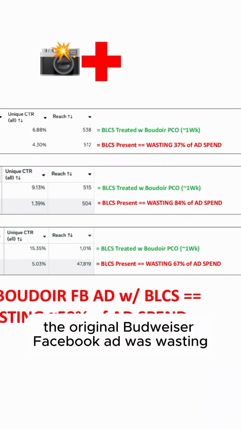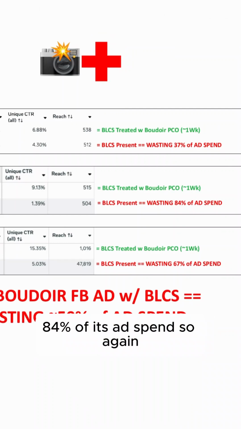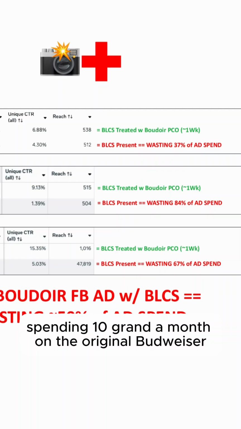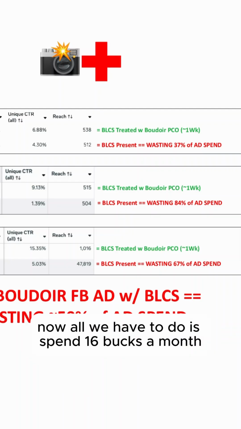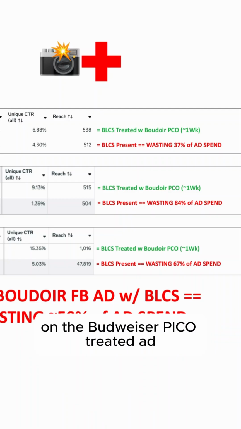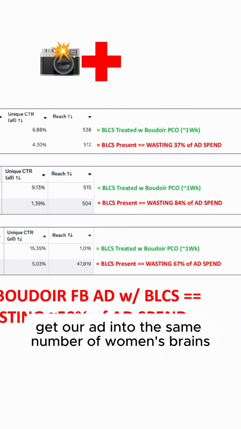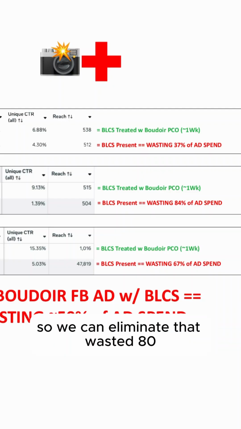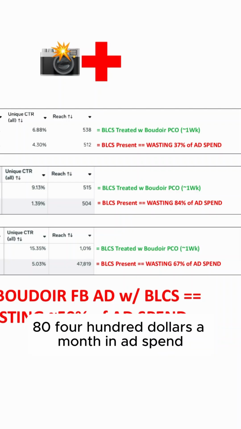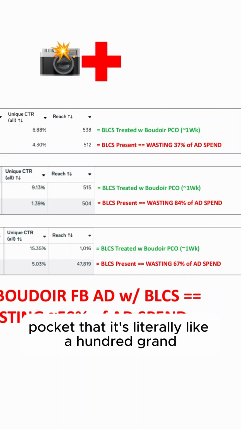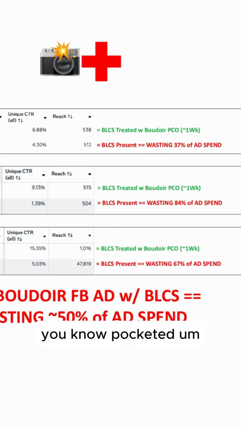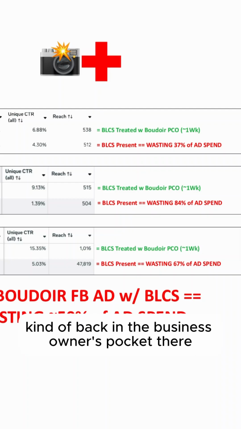And so we found out the original Boudoir Facebook ad was wasting 84% of its ad spend. So again, if they're spending 10 grand a month on the original Boudoir Facebook ad, now all we have to do is spend 1,600 bucks a month on the Boudoir Pico treated ad, and both options get our ad into the same number of women's brains. So we can eliminate that wasted $8,400 a month in ad spend, pocket that. It's literally like 100 grand pocketed, a bonus, back in the business owner's pocket there.